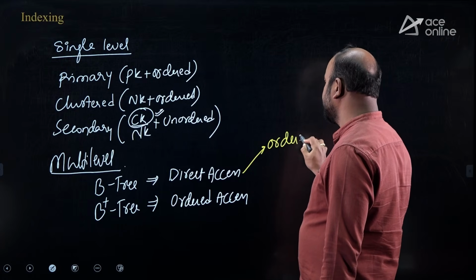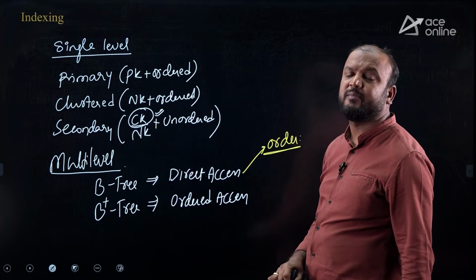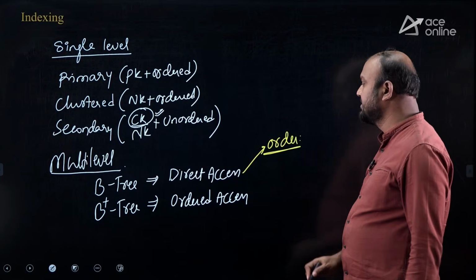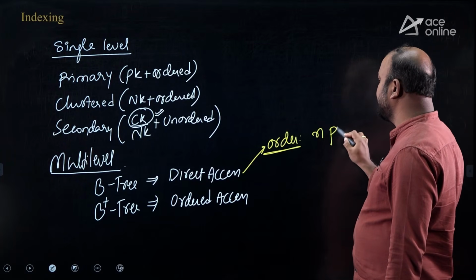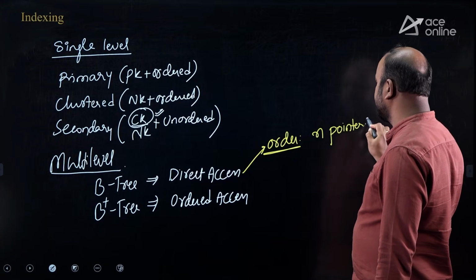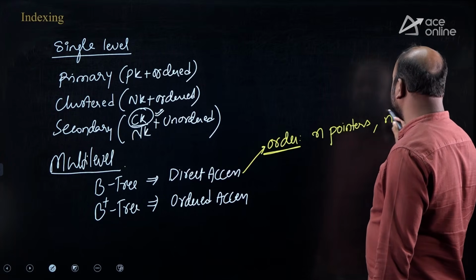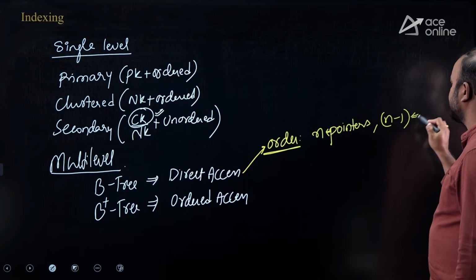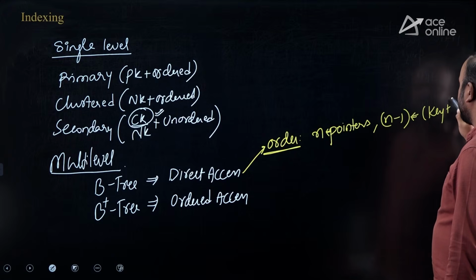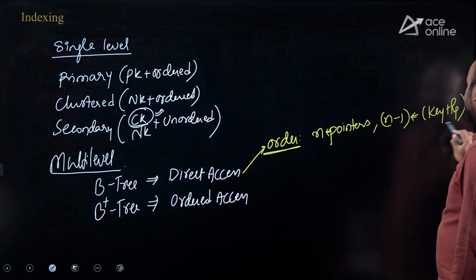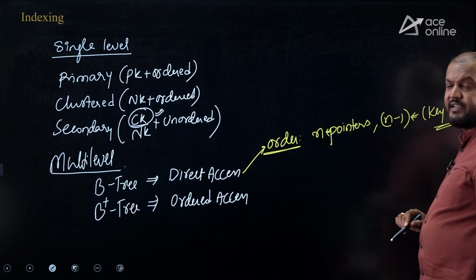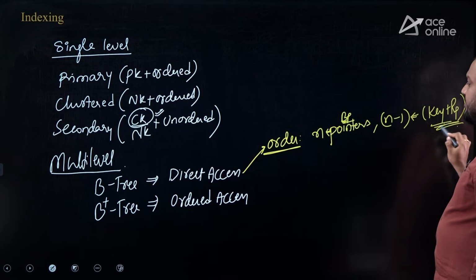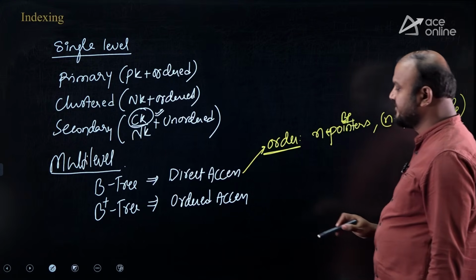What is the order? I always suggested keeping in mind the structure of a B tree node. A B tree node should have n pointers, n minus 1 key plus record pointers. That is, n block pointers, and n minus 1 key and record pointers.